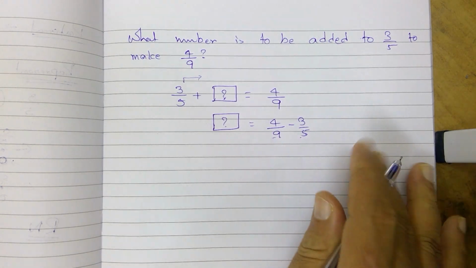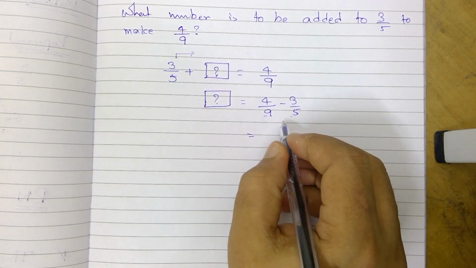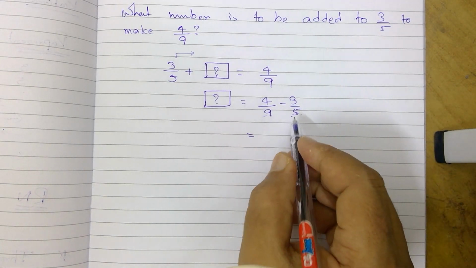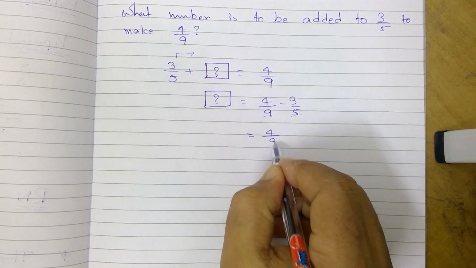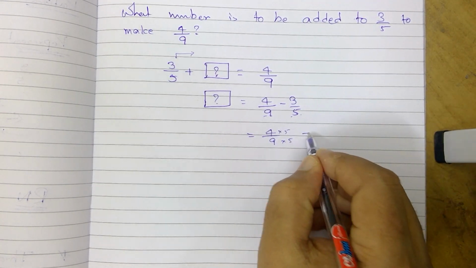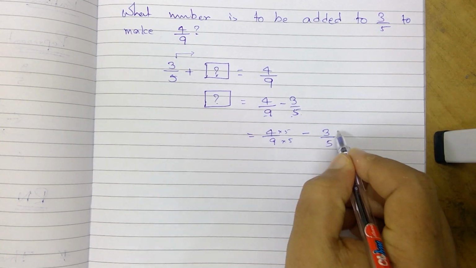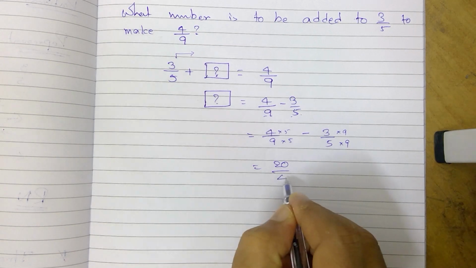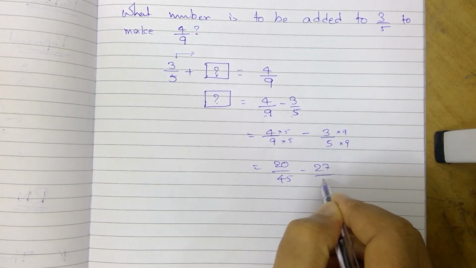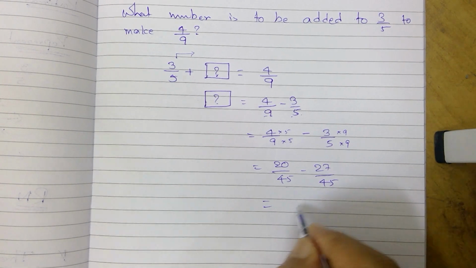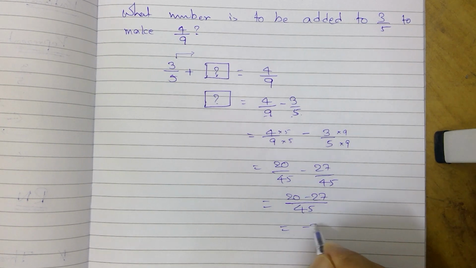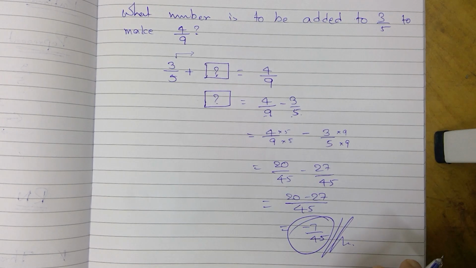Now since the denominators are not the same, they are not like fractions, so let us take the LCM. These two are co-primes, that means no common factor. So multiply the first fraction with the second denominator in numerator and denominator, and the second fraction with the first denominator. So it becomes 4 5s are 20 divided by 45 minus 27 divided by 45. Since they are like fractions, 20 minus 27 equals minus 7 by 45. So what should be added? Minus 7 by 45 should be added.